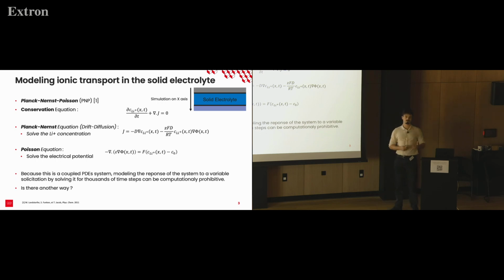Modeling the response of the electrolyte to a variable solicitation can be computationally prohibitive because, let's say, for example, you want to model a perturbation at 1 Hertz. EIS ranges from megahertz to millihertz. And if you want to model 1 Hertz, you want to model ionic flux over 1 second of time. It can be really long and it's maybe not the best way. So I wanted to see: is there another way?